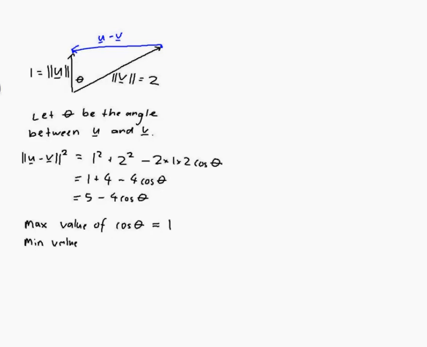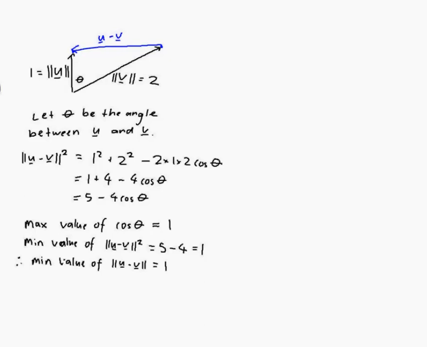So the minimum value of the length of u minus v squared is 5 minus 4 times 1, which is 1. And therefore, the minimum value of the length of u minus v would be the square root of that. So, the minimum value of the length of u minus v is equal to 1.